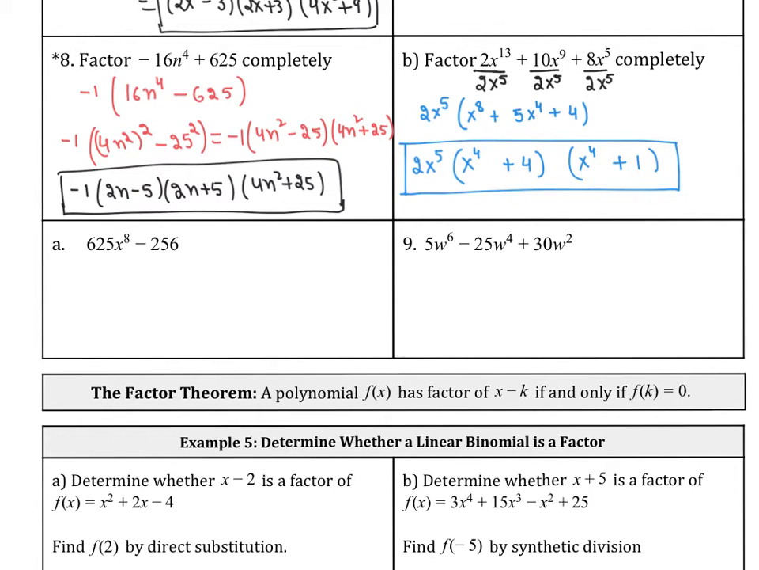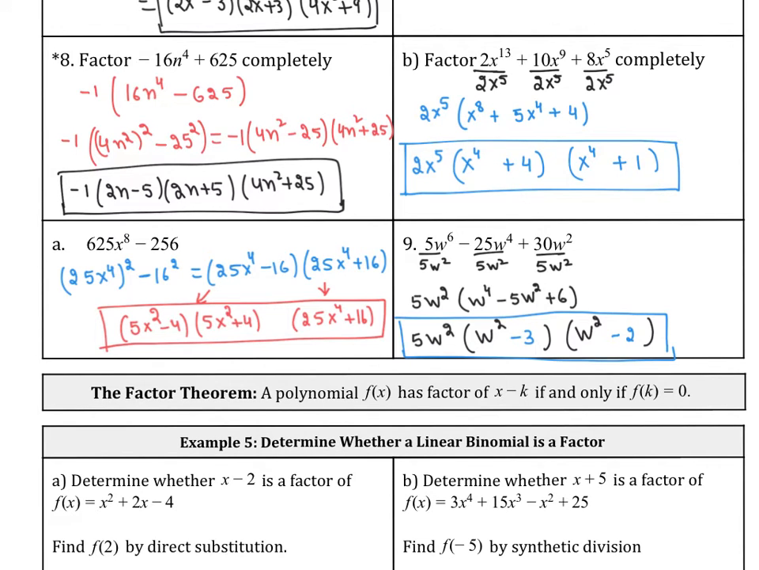So instead of making a cross this time, I just look at these numbers. 4 times 1 is 4 and 4 plus 1 is 5. So I just pick those numbers and add them here. And now I figure out that x to the 4 goes here and this x to the 4 goes here. So this is going to be your complete factorization.